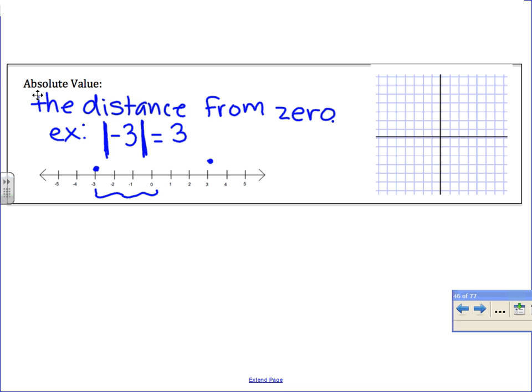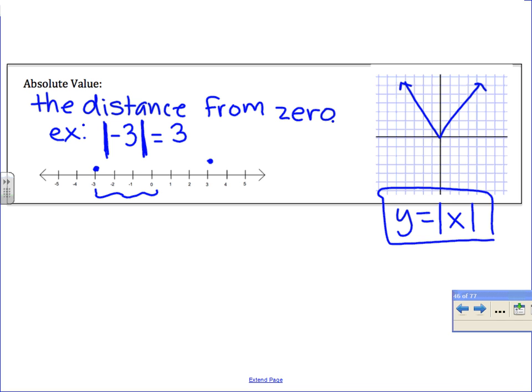The absolute value graph, the parent function, looks like a V. So it kind of reminds me of a parabola, but it's a V. This is the absolute value parent function. The general equation for an absolute value function is y equals absolute value of x, and you have the absolute value bars around the x.